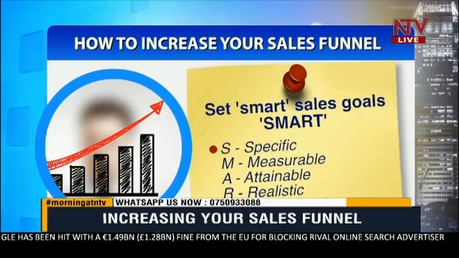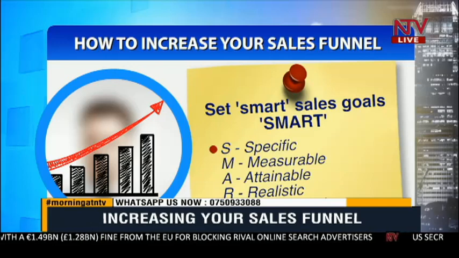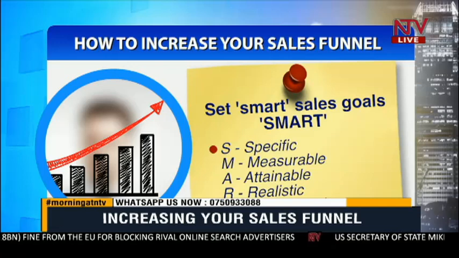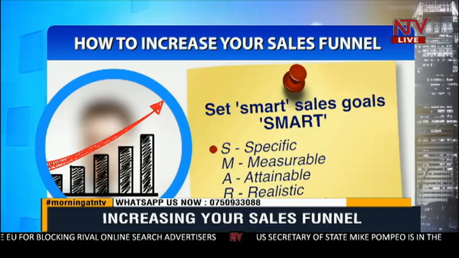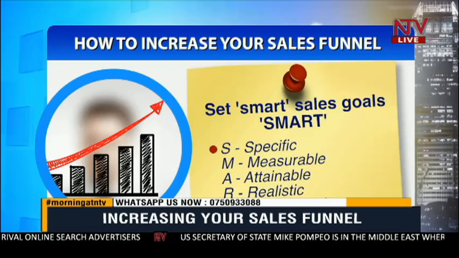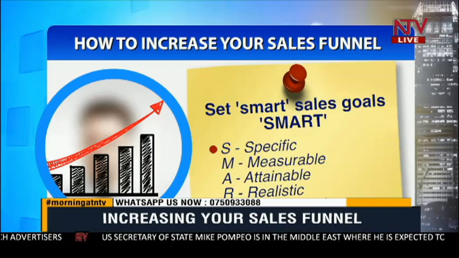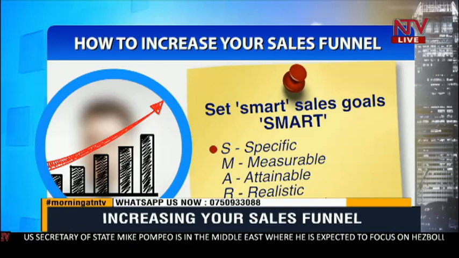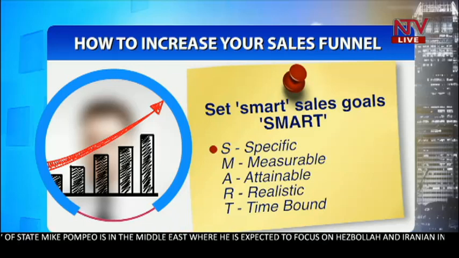Now, S stands for specific. Make sure that you have a specific goal. The other thing is M, measurable. You need to measure your goal so that you can attain it. Now, A, your goal needs to be attainable. R, realistic. Realistic meaning you need to be real with yourself. Get to know how much you can stretch yourself and how much you cannot attain.